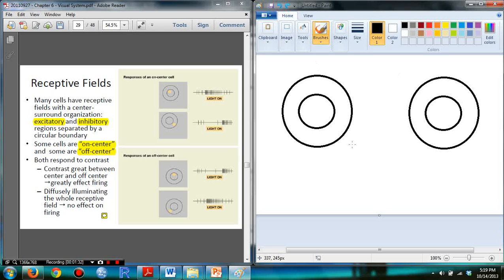Another thing to keep in mind is that both the off-center and on-center cells respond to contrast. If there's a contrast between the inside and outside of the cell, let's say I draw this mark over here, this would mean there's a great effect on firing. So basically, when there's a different contrast between the inner and the outer region, the result would greatly affect firing. So you would see firing.